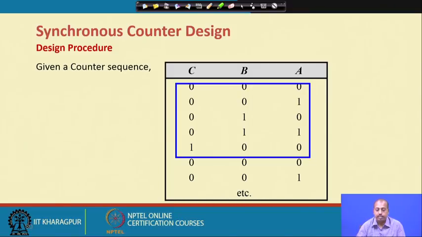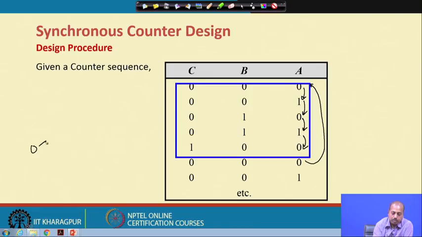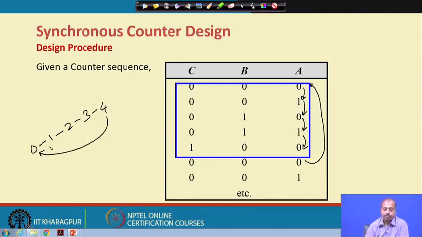Suppose we are asked to design a counter which goes like this. This is the sequence that is given to us: it is a 3-bit counter. It will start at 0 0 0, and the next time it will go to 0 0 1, then 0 1 0, then 0 1 1, then 1 0 0, and after that it goes back to 0 0 0. Suppose this is the sequence that I need to generate. In decimal, the sequence is 0, 1, 2, 3, 4 and then again 0. How do we design such a counter?